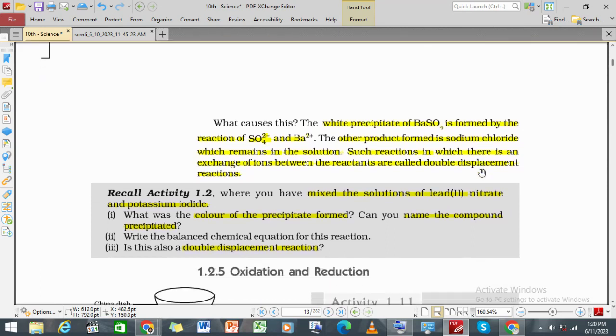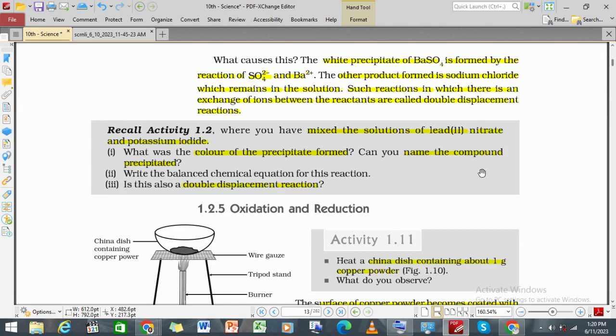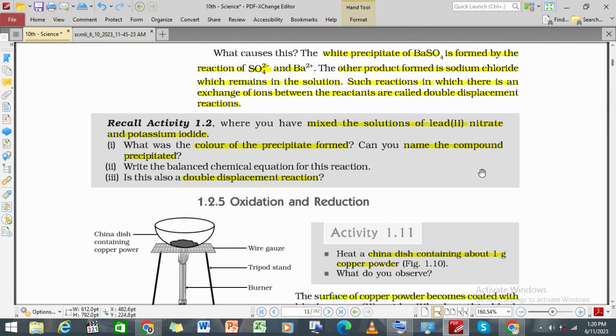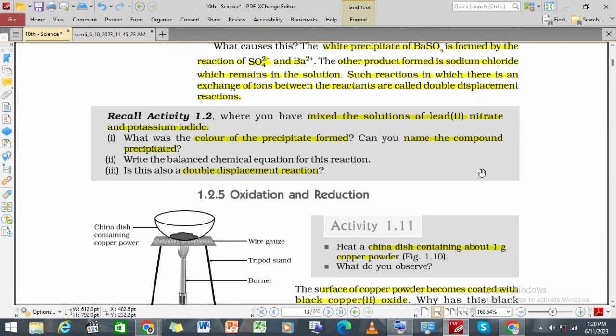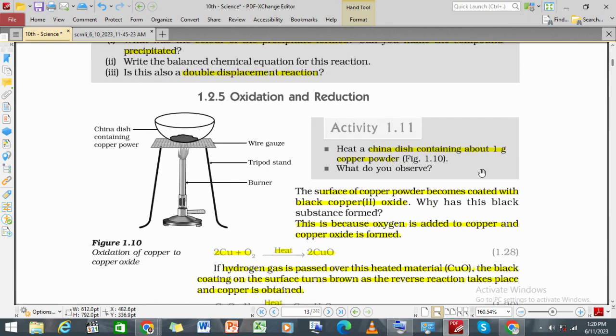All right. Now, here another activity has been given. If we mix solution of lead nitrate and potassium iodide, all right, lead nitrate and potassium iodide, and if we mix well, what is the color of the precipitate? Is it a double displacement reaction?